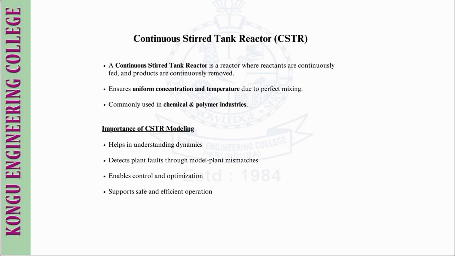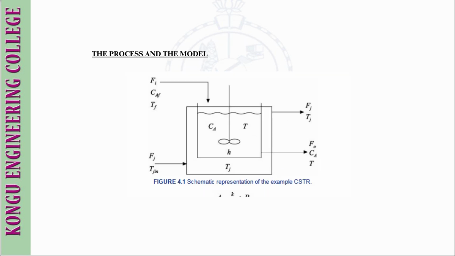Now, why should we study CSTR modeling? Modeling helps us to understand the dynamic behavior of reactors. It detects mismatches between the plant and the model, which is crucial for fault detection. It also aids in control strategies, optimization, and ensures safe operation by predicting how the reactor will respond to changes.